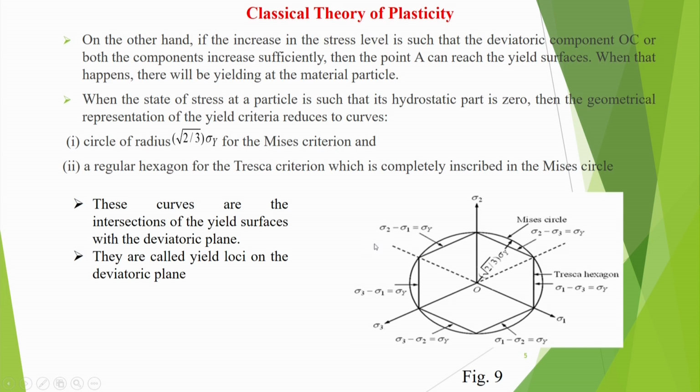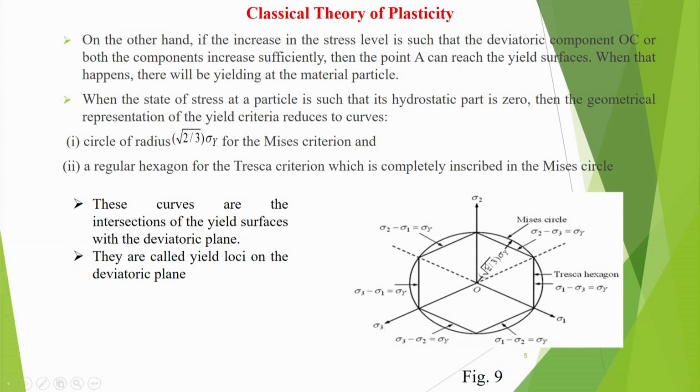But you can see the intersection of the yield surface with the deviatoric plane is called the yield locus. We say this is basically the yield locus. The Mises yield locus is smooth, whereas the Tresca is not smooth actually. So here you are getting corner points also.